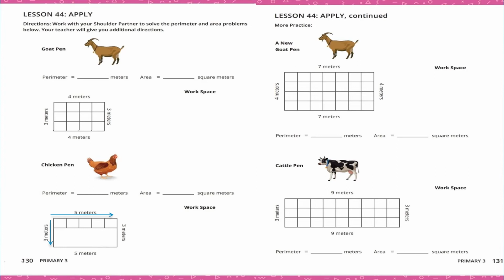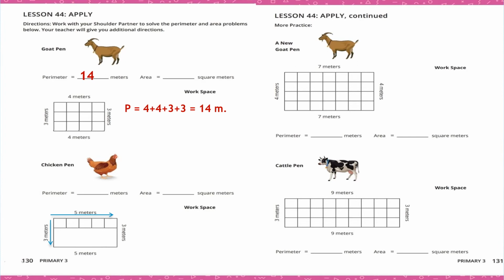We have here 4 meters and the other side 4 meters, 3 meters and 3 meters. It's in the shape of a rectangle. I wanted to find the perimeter, so I will add all sides. 4 plus 4 plus 3 plus 3. All of them equals what? Equals 14. So I will write 14.